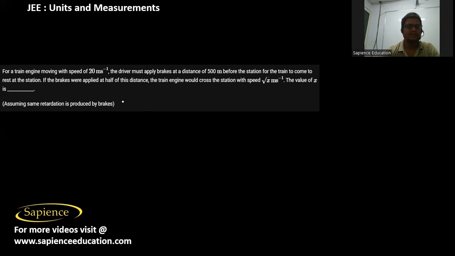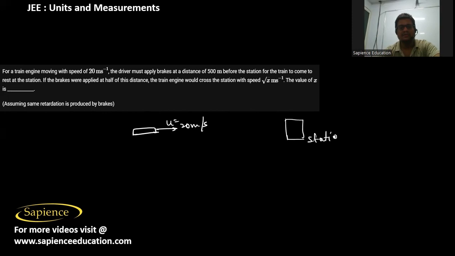Then here it is told for a train engine moving at a speed of 20 meter per second, the driver applies brakes at a distance of 500 meter before the station. Here suppose we have the station, so at a distance of 500 meter before the station, for the train to come to rest at the station, the driver must apply brakes. So here he applies brakes, and here we will have a constant retardation.